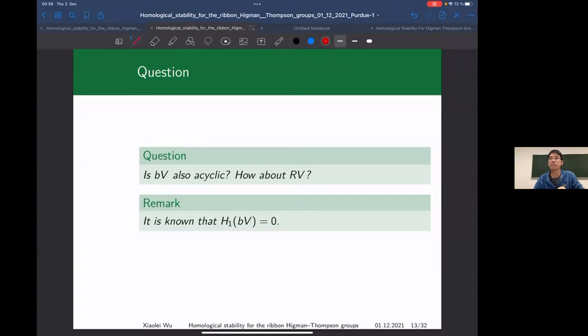May I ask a question? Is the braided version an extension of V by infinite braid groups? Yes, because remember. So is it natural to expect that it's acyclic? I mean, given that the braid group has homology, do you not? Very good question. Yes.